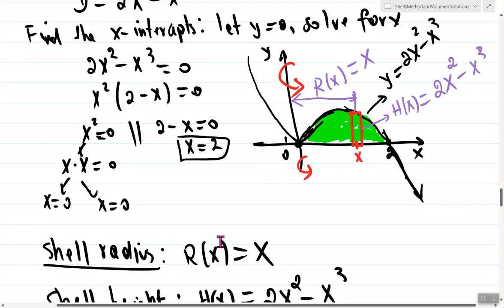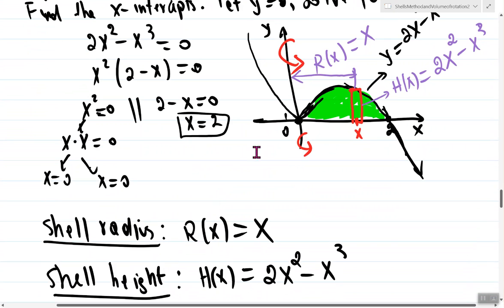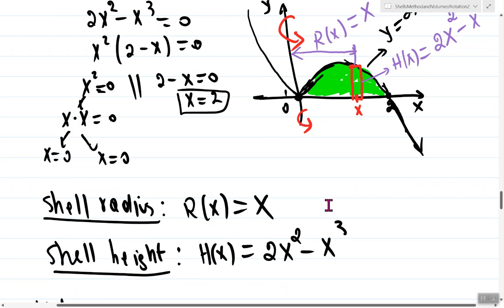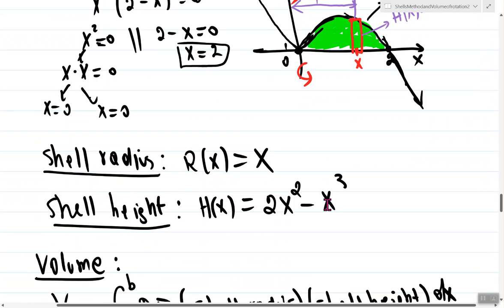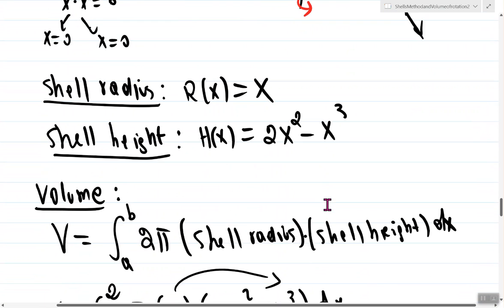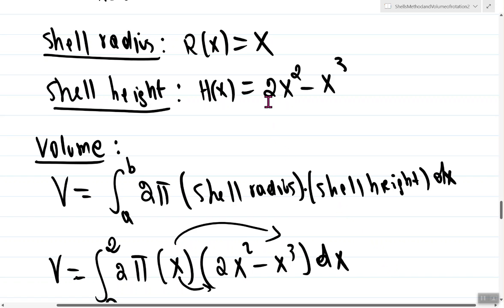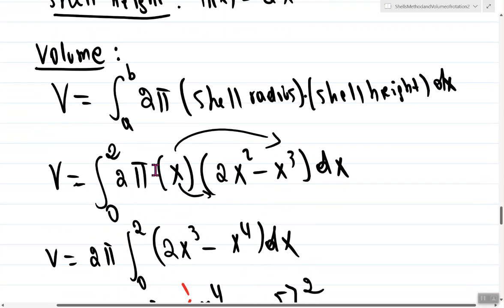So now we go down and copy what we have so far. The radius is basically x. The height is 2x squared minus x cubed. And so we go to the volume. The volume is the integral from a to b of 2 pi times the shell radius, times the shell height, dx. So we know the radius is x, so you plug in x here, and the height is 2x squared minus x to the third, so you replace it over here, and the limits of integration we just got are from 0 to 2.